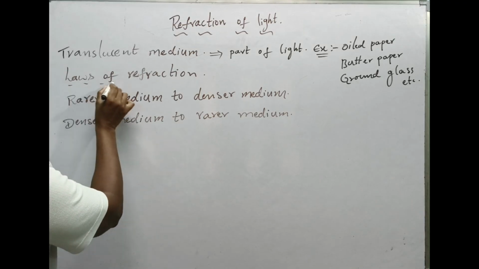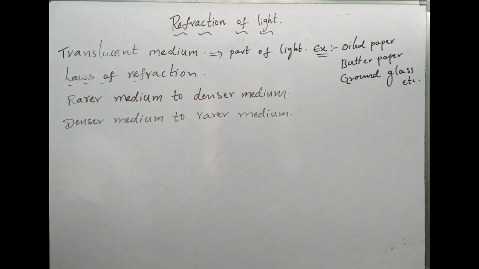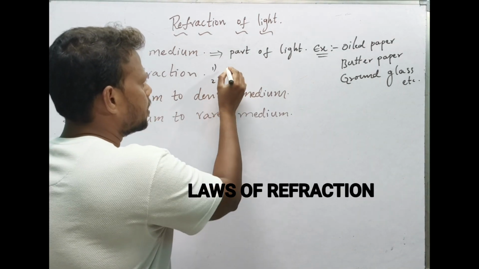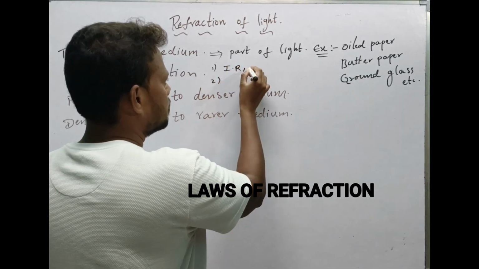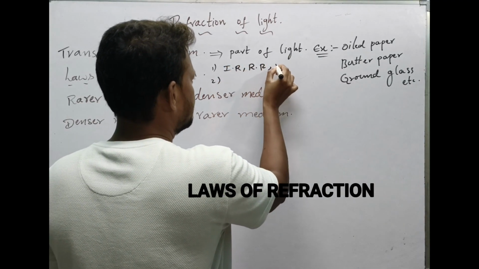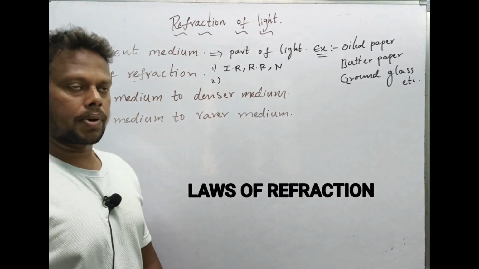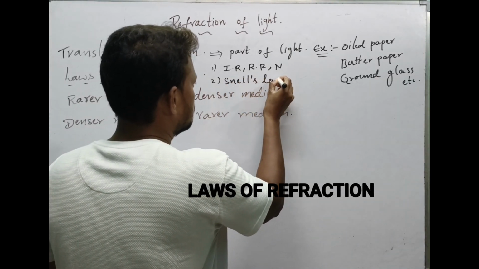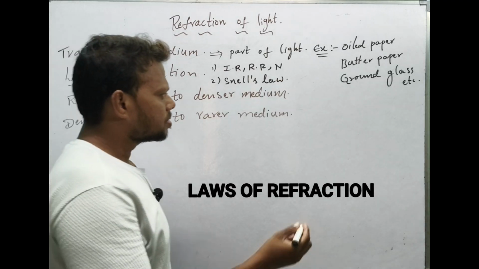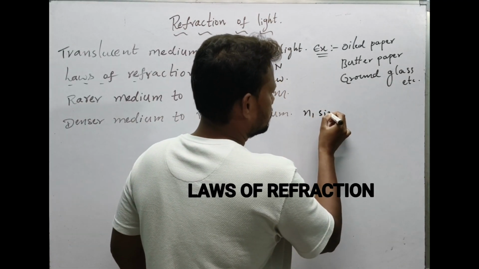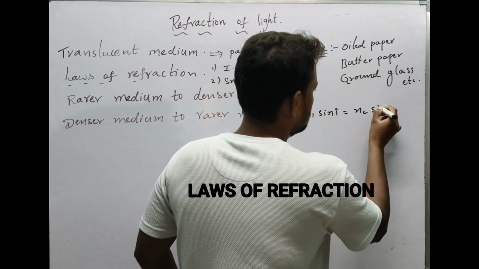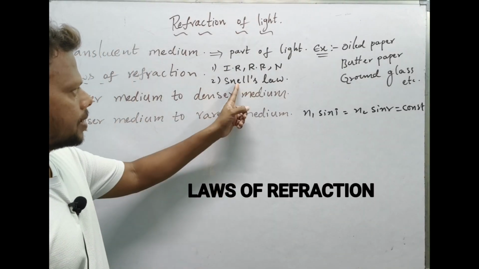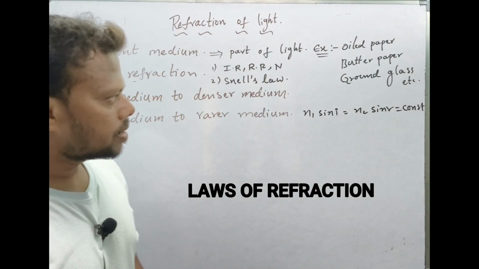After this we will see what the laws of refraction of light are. We have two laws. The first one: the incident ray, the refracted ray, and the normal at the point of incidence lie on the same plane. Second, it obeys Snell's law. What is Snell's law? N1 sin I equal to N2 sin R equal to constant. Snell's law: N1 sin I equal to N2 sin R equal to constant.